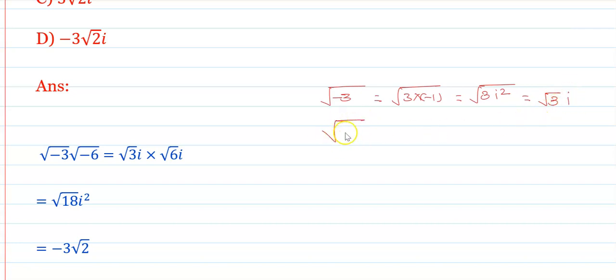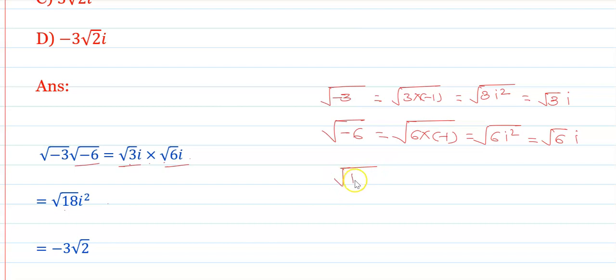Similarly, root of minus 6 can be written as root of 6 into minus 1. Again minus 1 means what? i square. Root 6 into i, and hence root of minus 3 is root 3 i and root of minus 6 is root 6 i. That gives i into i square. Now root 3 into root 6 means what? Root of 18. Again, root of 18 means what?